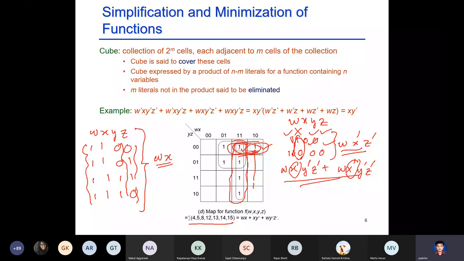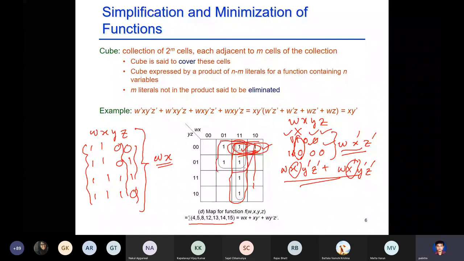Now let us look at this square box. Can anybody tell what are the variables I can keep here and what are the ones I can eliminate? Anybody? Please speak up.